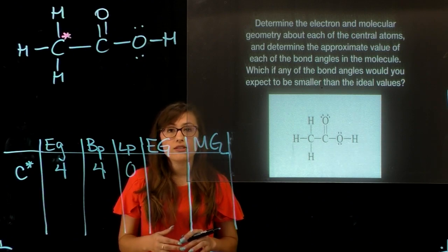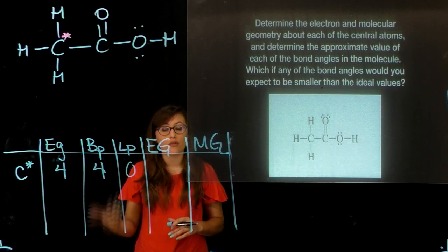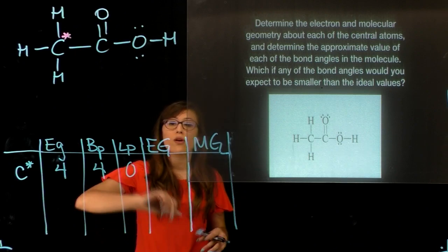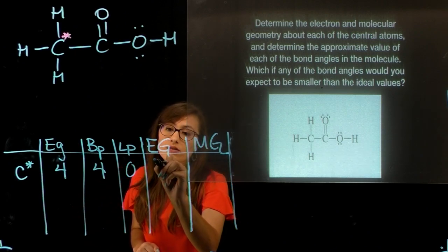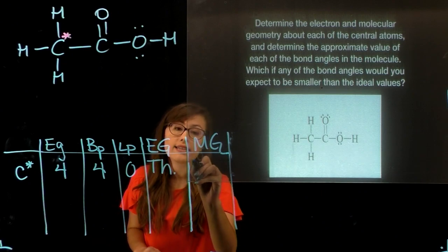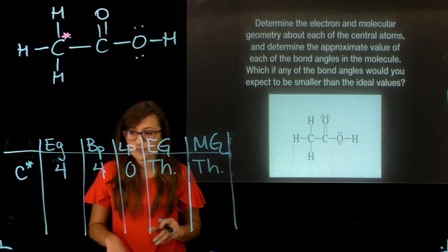Remember, molecular geometry takes into account the presence of lone pairs when we determine the molecular geometry. In this case, we don't have any lone pairs, so the electron geometry and the molecular geometry will both be a tetrahedral. I'll denote that as TH.